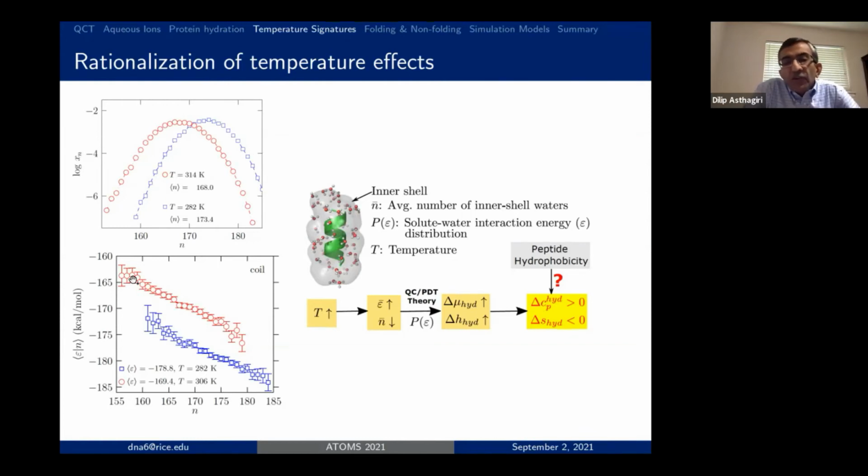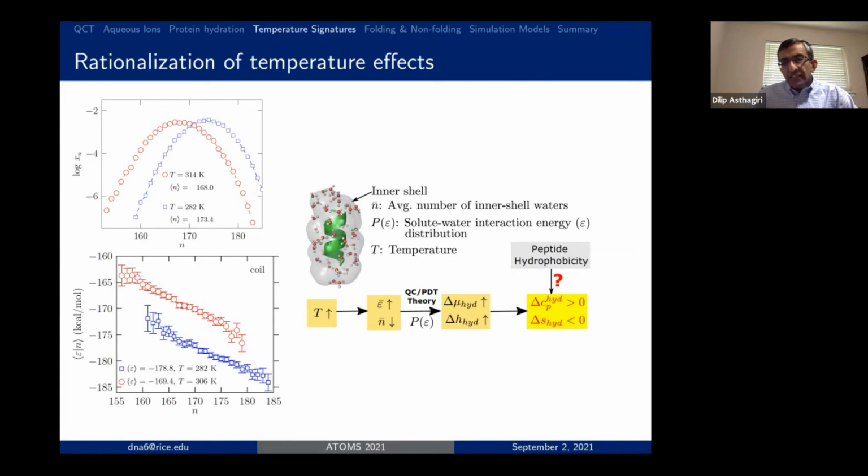So the explanation for all these hydrophobic signatures is rather simple. As you increase temperature, the binding energy becomes less favorable, and the population decreases. Quasi-chemical theory then standardly tells you that the chemical potential should increase with temperature, and so must the enthalpy. And then you straightforwardly get that the heat capacity should be positive and the entropy should be negative. So we don't have to make any appeals to peptide hydrophobicity to explain any of these trends.